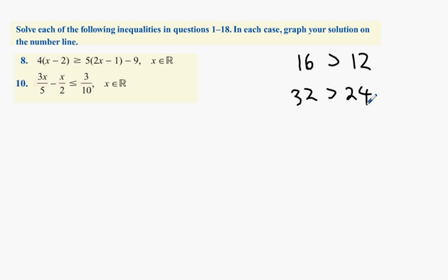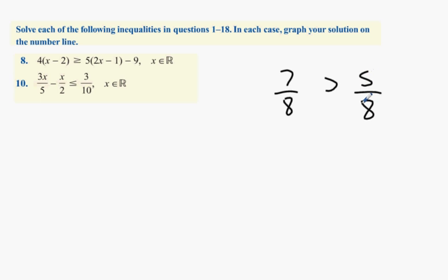Let's try dividing. Pick a number that will divide into 16 and 12. 4. 4 is bigger than 3. So what we've determined here is that multiplying and dividing by a positive number does not change the inequality. Is that right, you guys? Perfect. Now, another thing. If I had 7/8 is bigger than 5/8, yeah?